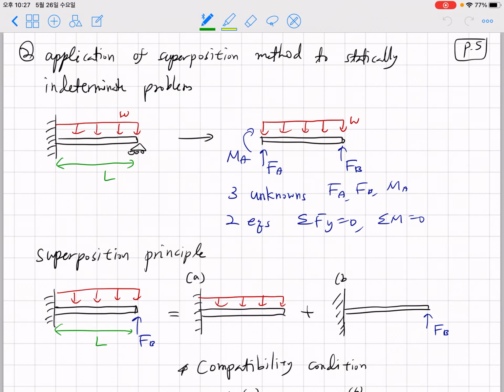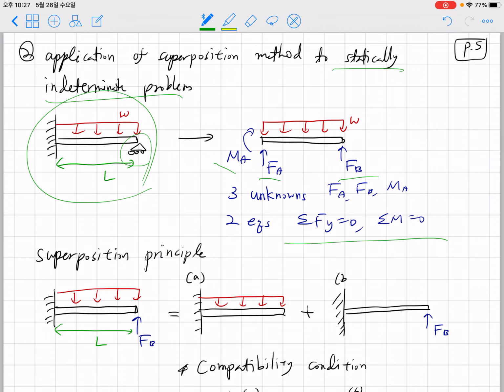Now let's discuss how to apply the superposition method to statically indeterminate problems. So let's consider the problem that I introduced in the previous lecture. This is a typical problem involving a redundant support, and due to this redundant support, we have three unknowns, even though we have two mechanical equilibrium equations. So we cannot solve this problem by statics analysis only.